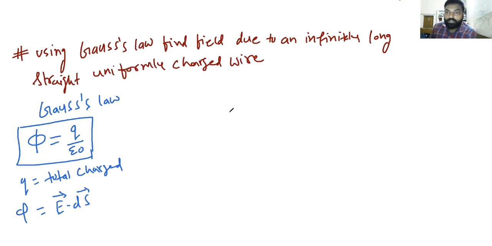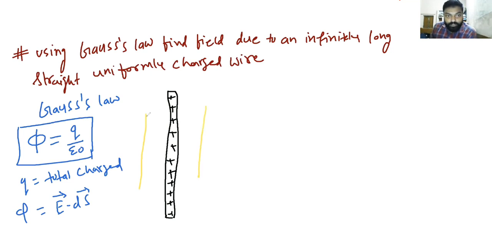So here is the wire which is uniformly charged, and we have to find electric field due to this wire. So here we draw a Gaussian surface that encloses the wire.